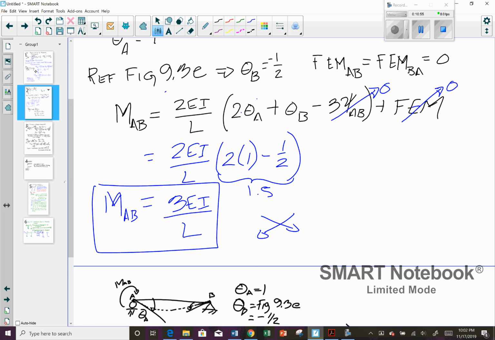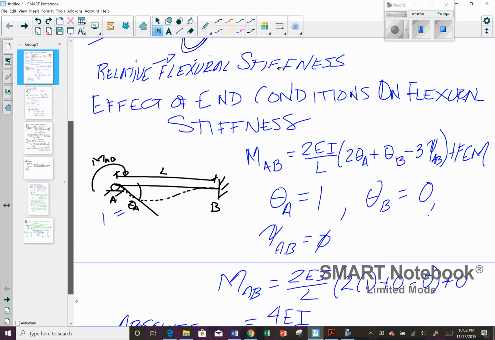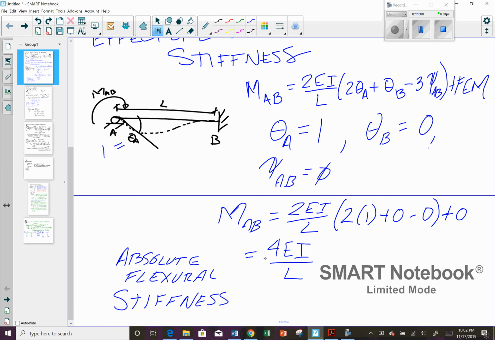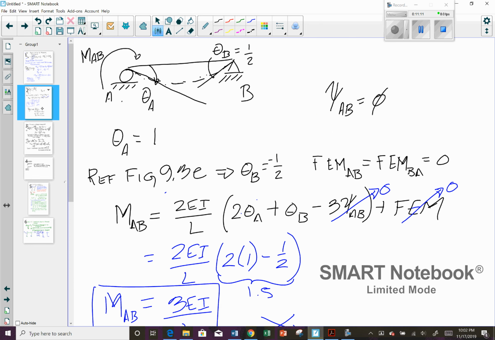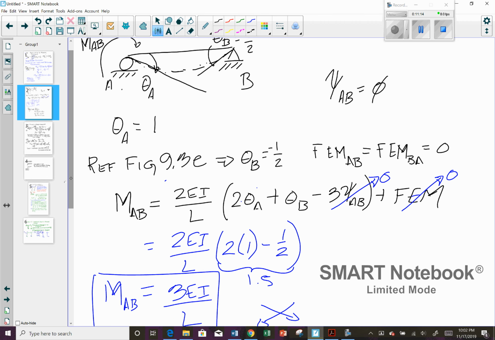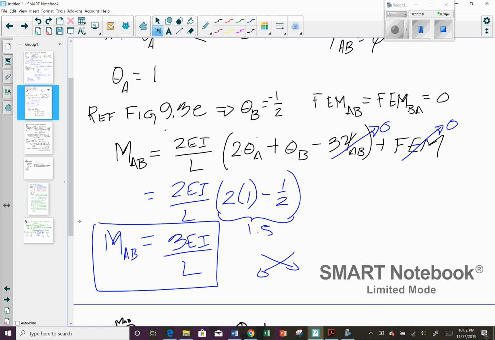So if we come up to here, let's look back at this guy. When it's fixed, it's 4 EI over L. So this is your absolute flexural stiffness. That's the moment here is going to be equal to 4 EI over L. And then here, the moment when you have this rotation is only going to be 3 EI over L. Okay? So this is not the moment that's going to occur. This is the moment that it takes to cause a unit rotation.